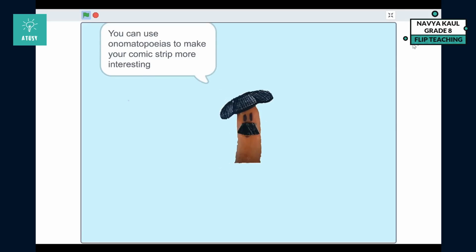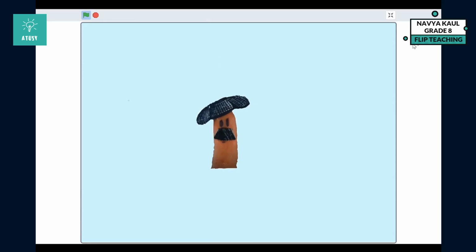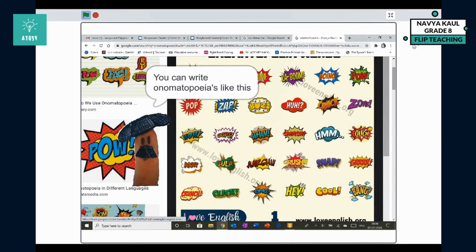You can use onomatopoeias to make your comic strip more interesting. An onomatopoeia is a sound written down like... You can write down onomatopoeias like this.